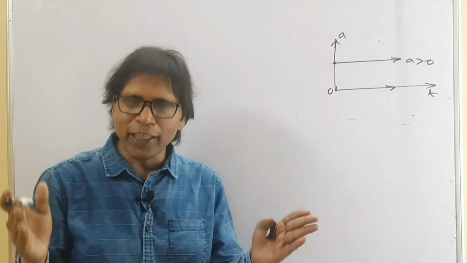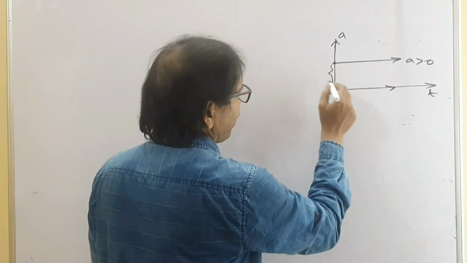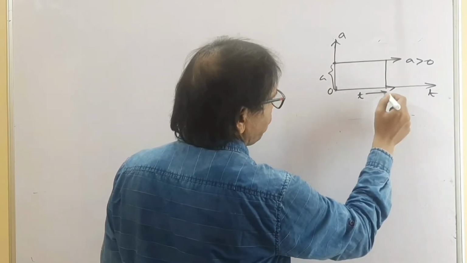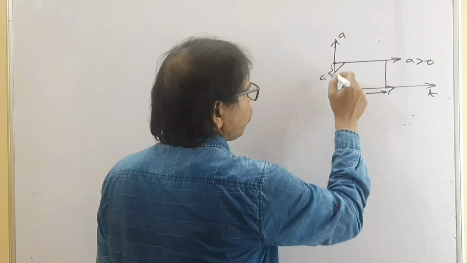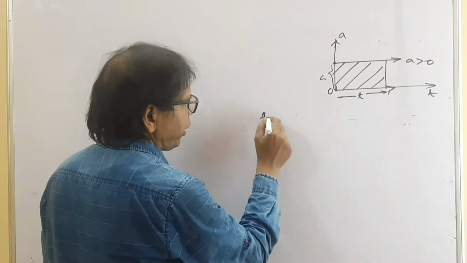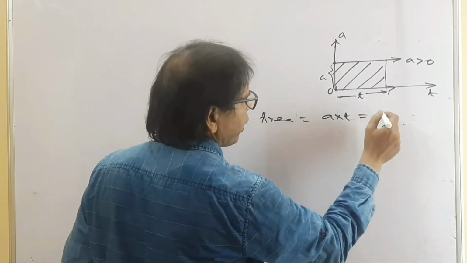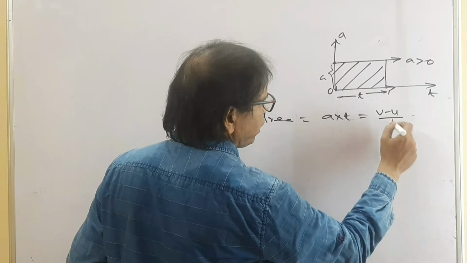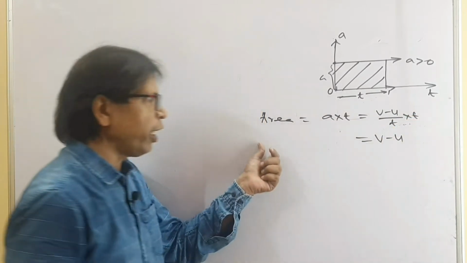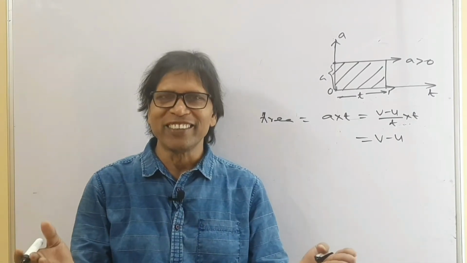Okay, now the area of the acceleration-time graph. Suppose, look at this, this is A and we have to calculate the area of the acceleration-time graph during the time interval t. So the area is equal to A into t. So A means (v minus u) by t, into t. So this is v minus u. So the area of the acceleration-time graph represents the change of velocity.